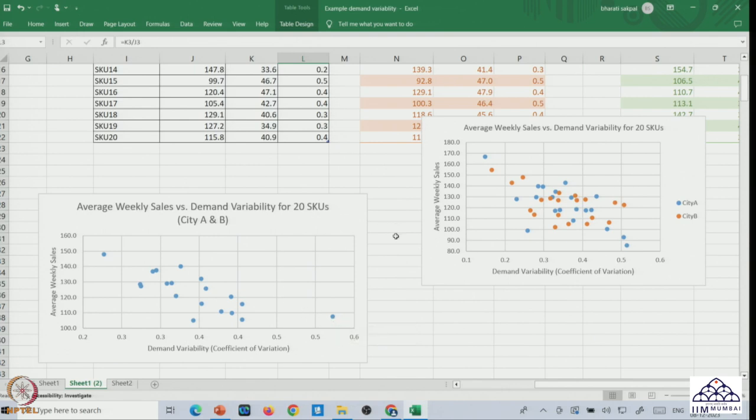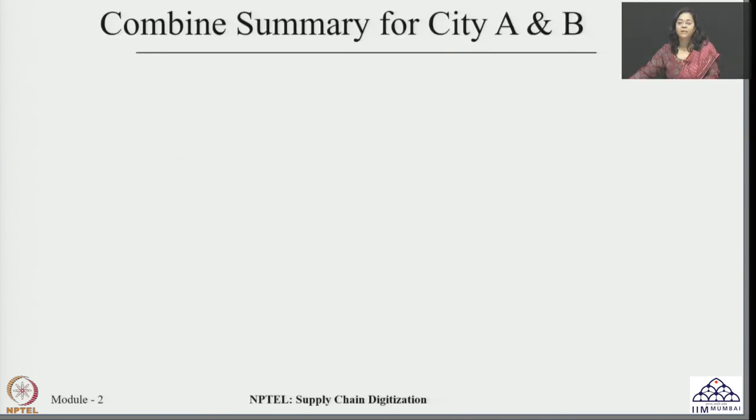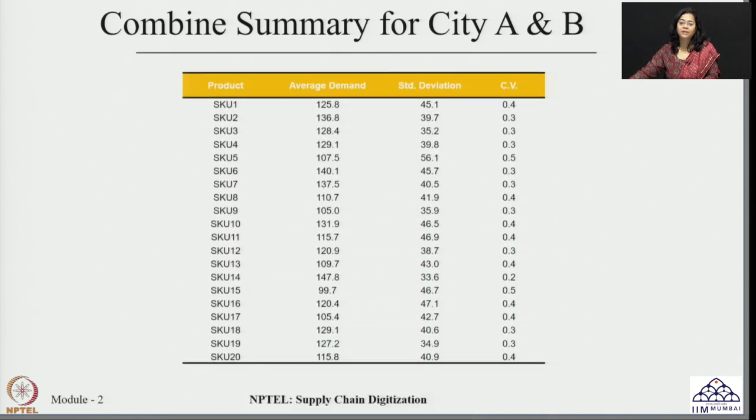So now once we have done this type of analysis, let's go back to our analysis further and see what can be done next. So going forward, we have already seen the summary of the weekly sales data for both city A and city B, and how this coefficient of variation can be calculated. Similarly, we combined the weekly sales data for both the cities, and then we tried to calculate the combined average demand and also the standard deviations for the same. And from here, you can see that this coefficient of variation is actually trying to show you the total weekly sales at both city A and city B.